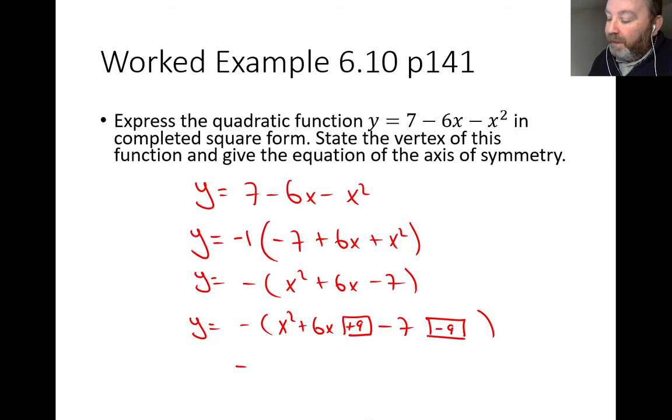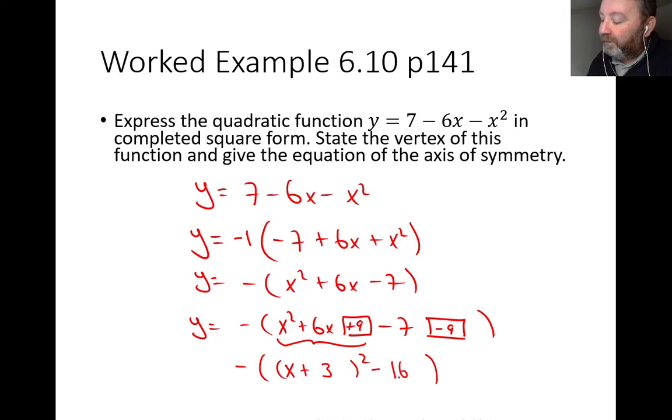So minus, this quadratic now has 2 identical factors. It has to have, because we've made sure by doing this manipulation that it will have. Okay. So first of all, x squared is x by x. Factors of 9 that add to 6 are plus 3 and plus 3. And lastly, minus 7 minus 9 is minus 16. So now I have my completed square form.